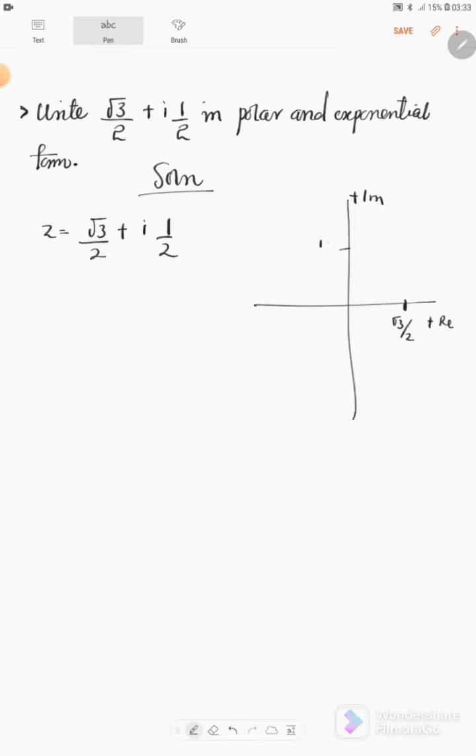Okay, that's all for today. In our next class, we're going to move to De Moivre's theorem on complex numbers.